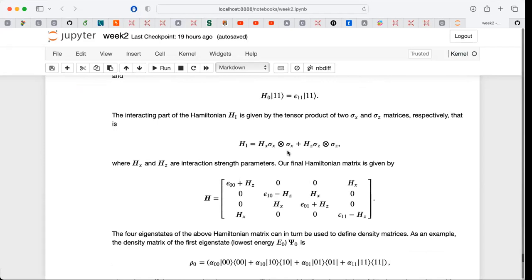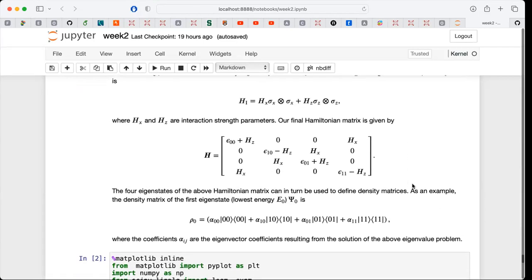So this is the way I define the Hamiltonian. These are 2 by 2 matrices. And by taking the tensor product, I get a 4 by 4 matrix, and the same here. So I want you to go through these details and convince yourself about the correctness of these equations here.